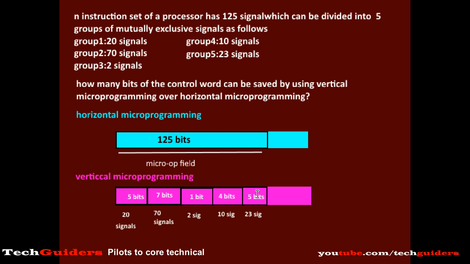So total how many bits are required? 5 plus 7 is 12, plus 1, 13, plus 4 is 17, plus 5, 22 bits are only required in case of vertical microprogramming, and for horizontal microprogramming we need 125 bits. So the number of bits that can be saved is 103.